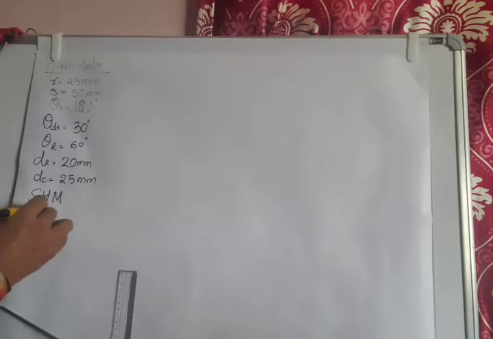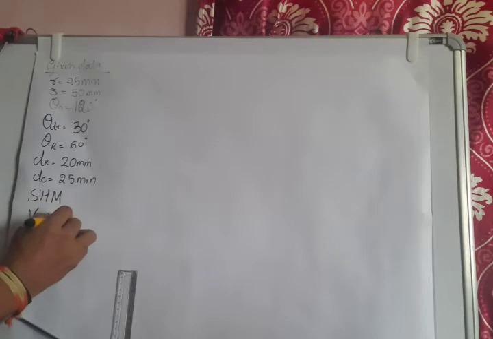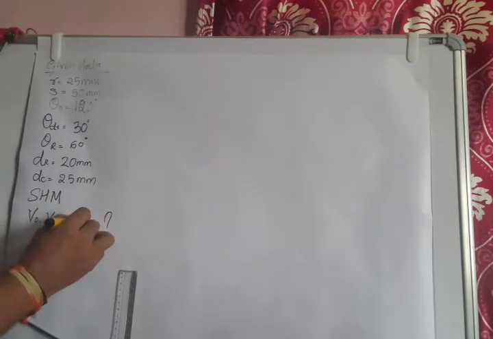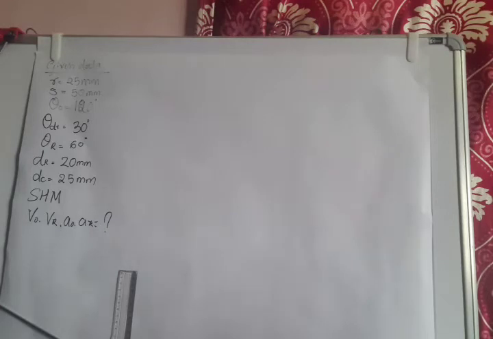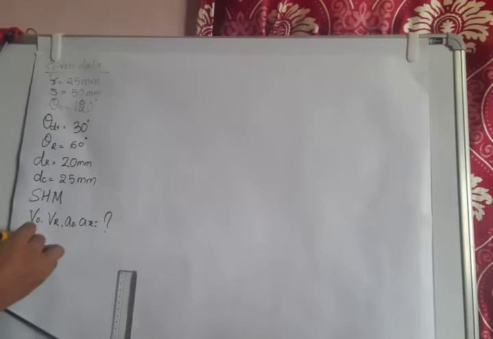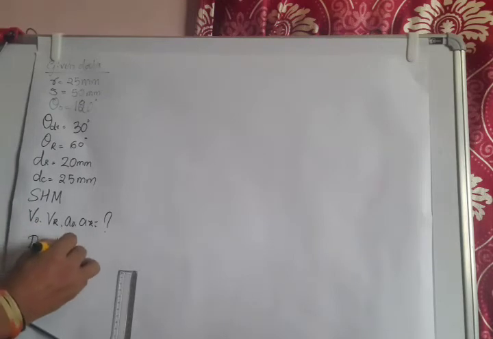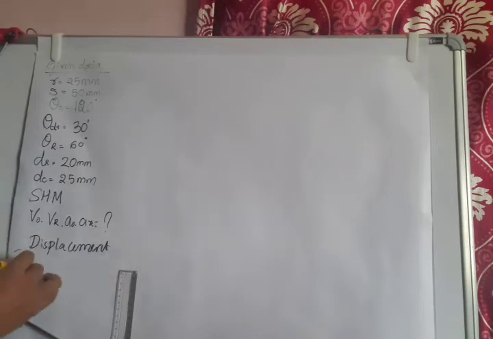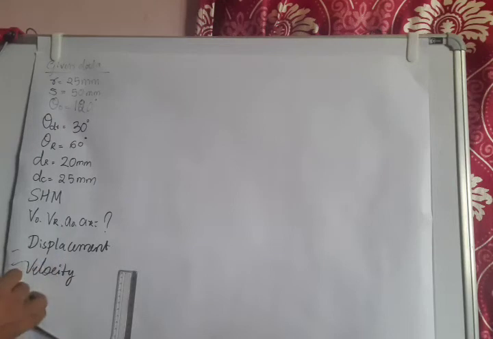So you need to calculate the acceleration as well as the velocity. Okay. That is V naught, VR, A naught, AR, you need to calculate. And also you need to draw the diagrams. So diagrams, displacement diagram, velocity diagram, and acceleration diagram. Okay. So now first let us go for drawing the displacement diagram.